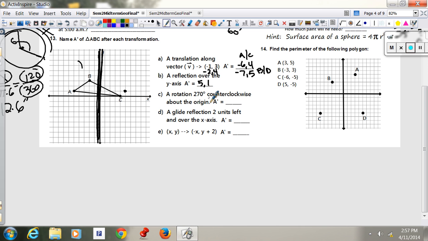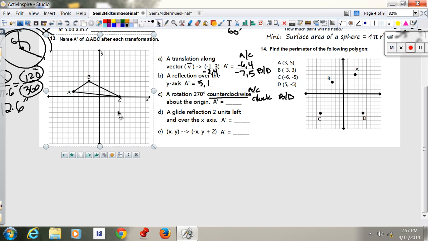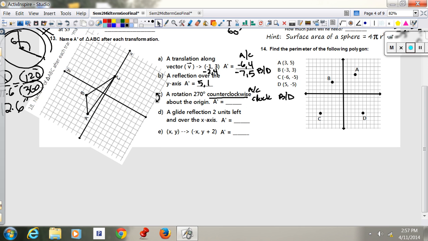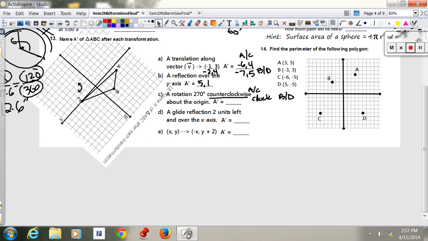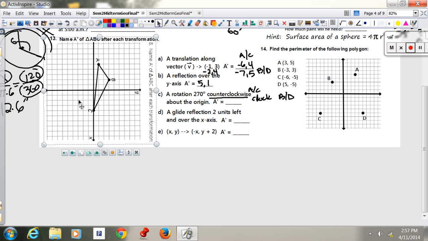Now, rotation counterclockwise was A and C. Clockwise was B and D. So let me show you both of them. Let me rotate this around so you can see it. Take this, and first I'll go counterclockwise. So that means I'm going to go backwards 3 rotations. 1, 2, 3 rotations. That's 270 degrees. There, my point becomes a +1 and a +5.